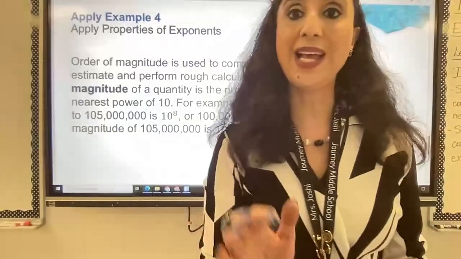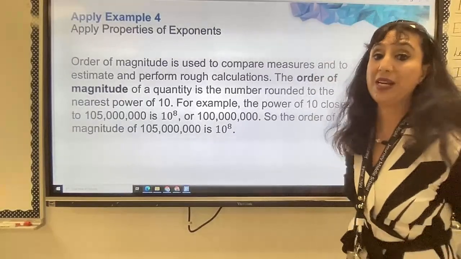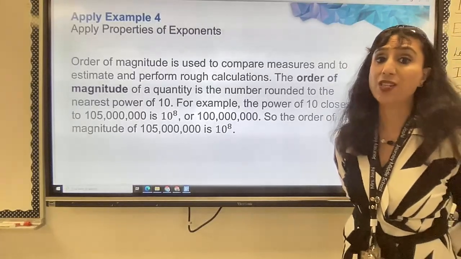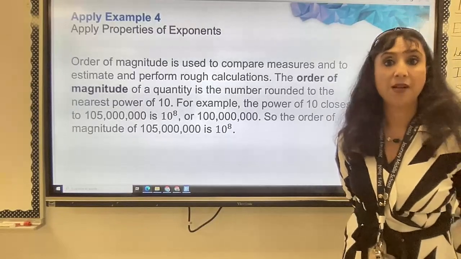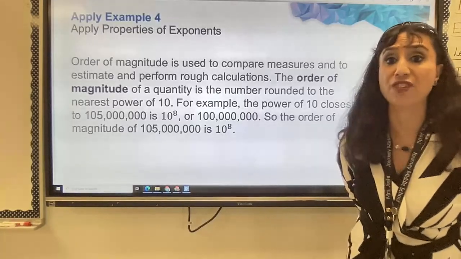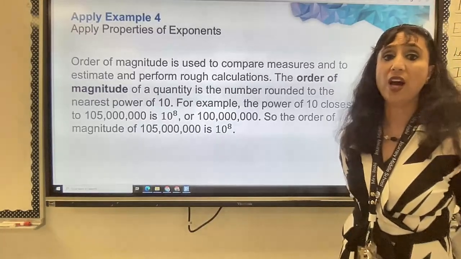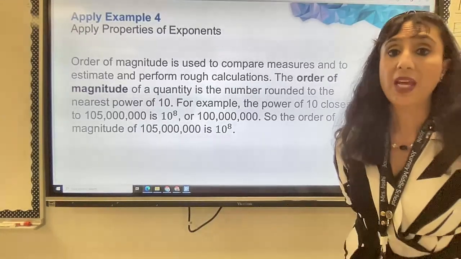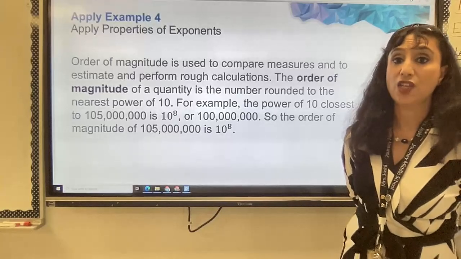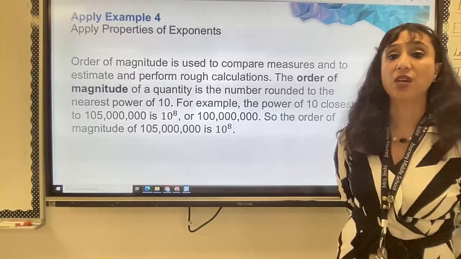Okay, so the last thing that I do want to talk to you about is the order of magnitude. So please look at what that is. An order of magnitude is used to compare measures and to estimate and perform rough calculations. The order of magnitude of a quantity is the number rounded to the nearest power of 10. For example, the power of 10 closest to 105 million is 10 to the 8th power, or 100 million. So the order of magnitude of 105 million is 10 to the 8th power.